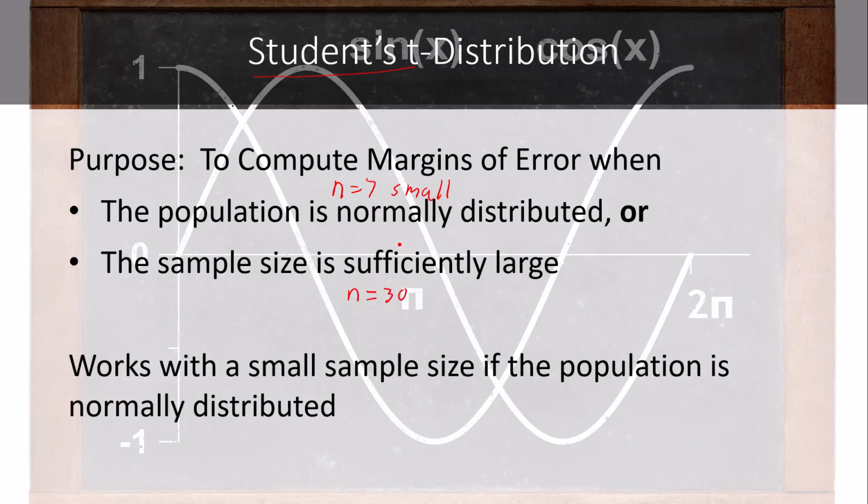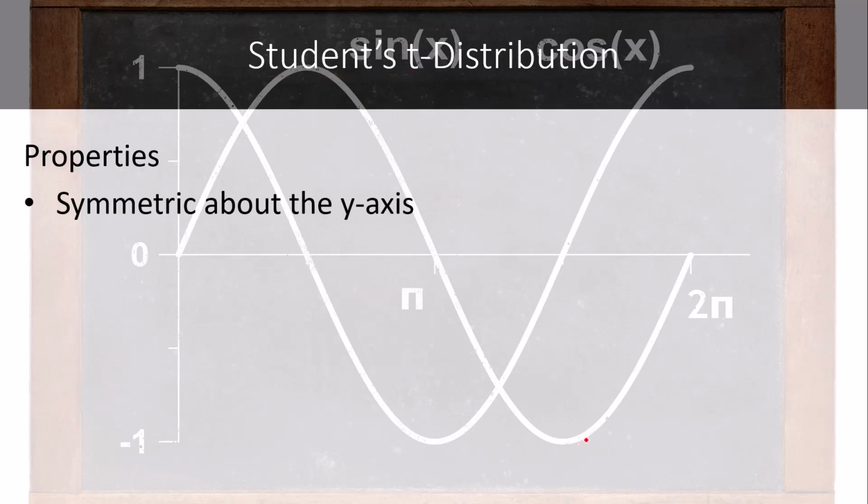It turns out in our case, we are going to be looking at situations where we have a small sample size, but the population is normally distributed. That's what we're going to be playing with. And that's what we're going to be looking for to decide if we are going to use a t-distribution or a normal distribution. But once again, the properties, they are symmetric about the y-axis.